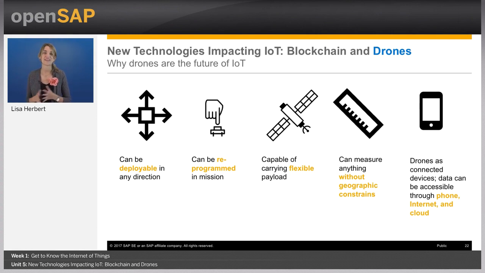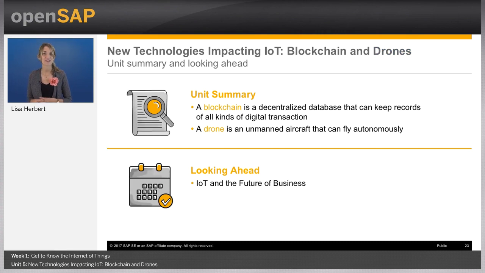Okay, you made it to the end of this unit, so let's quickly do a recap of what we've learned. First of all, we talked about blockchain, which is again a decentralized database that can keep records of all kinds of digital transactions. And then we talked about drones, which are unmanned aircraft that can fly autonomously. Next, we have an exciting guest speaker from IDC who will be talking about IoT and the future of business.